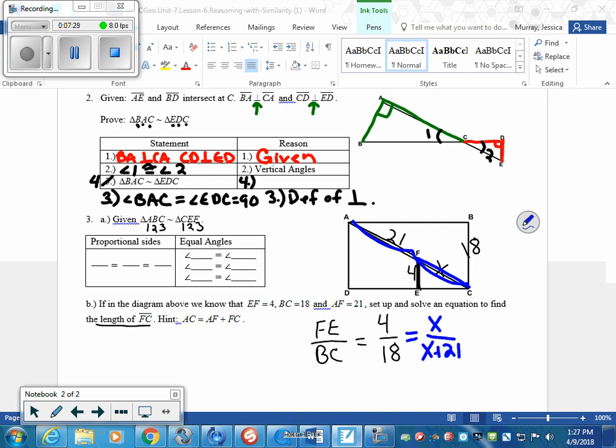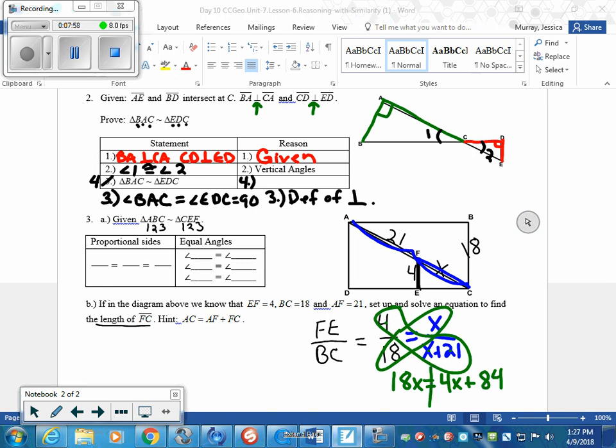So again, I would cross multiply as we have been doing and then solve. When you cross multiply on this one, here and here, you wind up with 18x equals, now remember that 4 needs to be multiplied by both of those pieces. 4 times x is 4x, and 4 times 21, that is 84. Okay, drop and solve. I'm going to leave you guys to figure out that on your own.